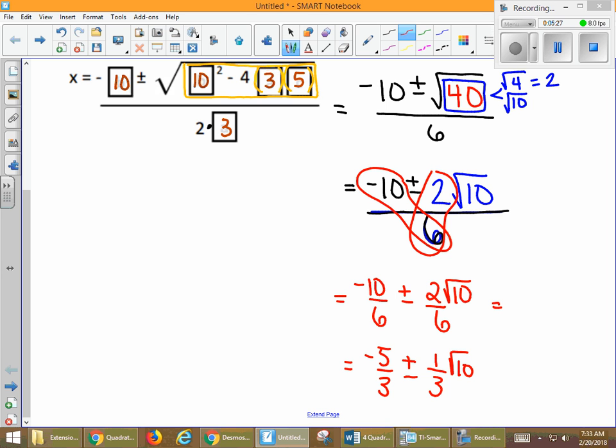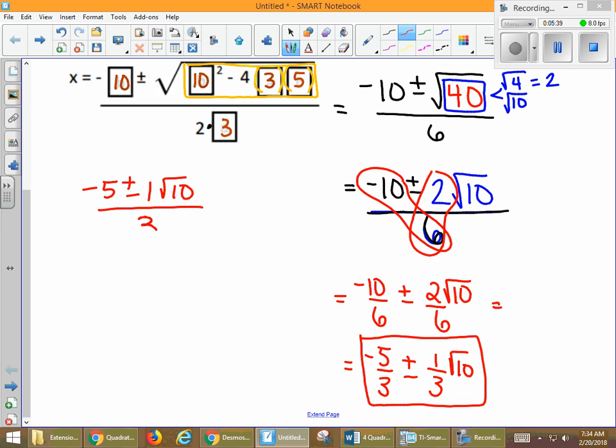You can write it separate like that. You can write it together. That is a beautiful final answer. The way you would see that on a key would be this. Just everything over 3. That's how a lot of the final answers would look.